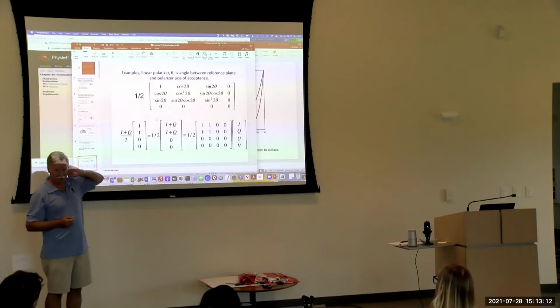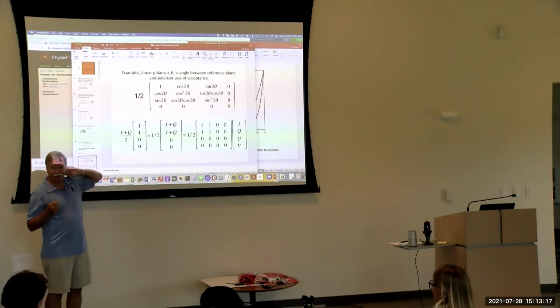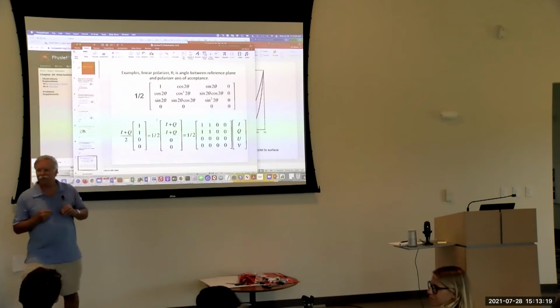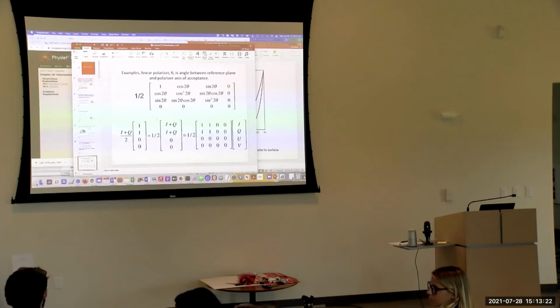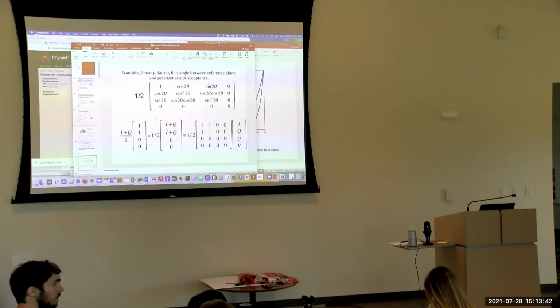That makes sense? How would you ever get the Mueller matrix for the natural environment? I'll explain that later. Is it always symmetric around the diagonal? In general, completely general, it's not. In the real world we deal with, it's usually going to be. Okay, thank you.